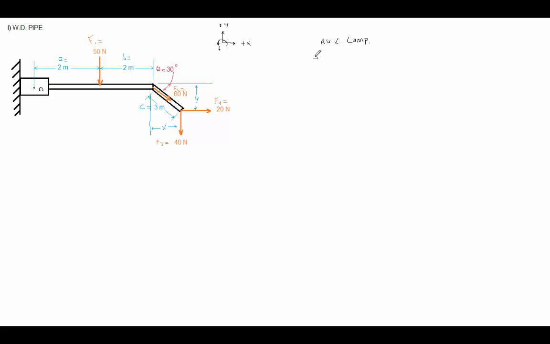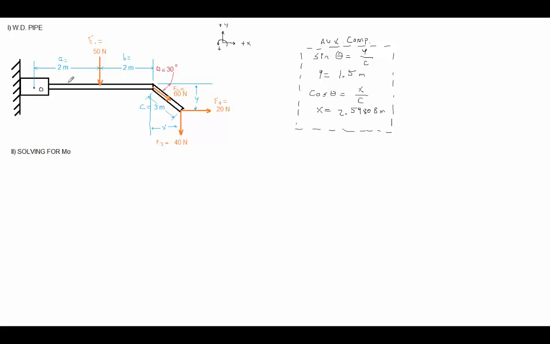So the sine of theta, since sine is opposite, that would be y divided by side c. So solving that for y, you'll find that y equals 1.5 meters. Likewise, the cosine of theta is going to equal x divided by my distance c. So x equals 2.59808 meters. You'll notice my notation here solving for M sub O. That is the moment with respect to point O, which I have labeled here on my diagram.